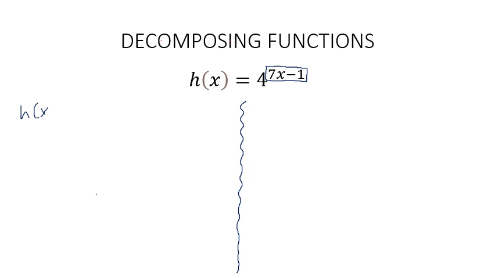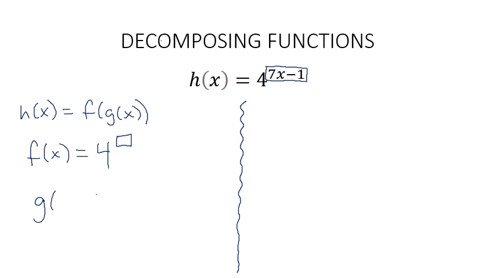So if h of x is equal to f of g of x, the main thing that's happening, the outside function, is that we are raising 4 to the power of something. So this is 4 to the power of box. And g of x is whatever was inside that box. So inside that box was 7x minus 1. And now we can go back and replace our box with x.